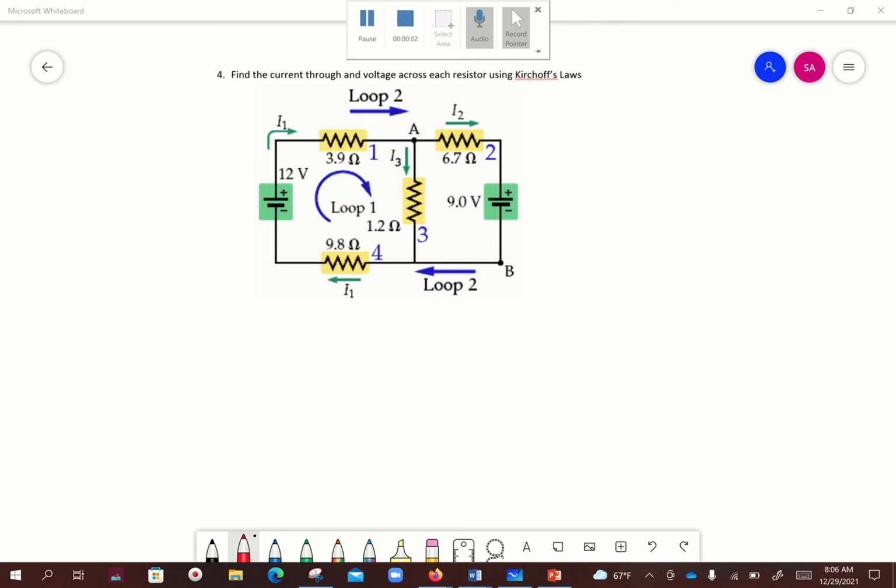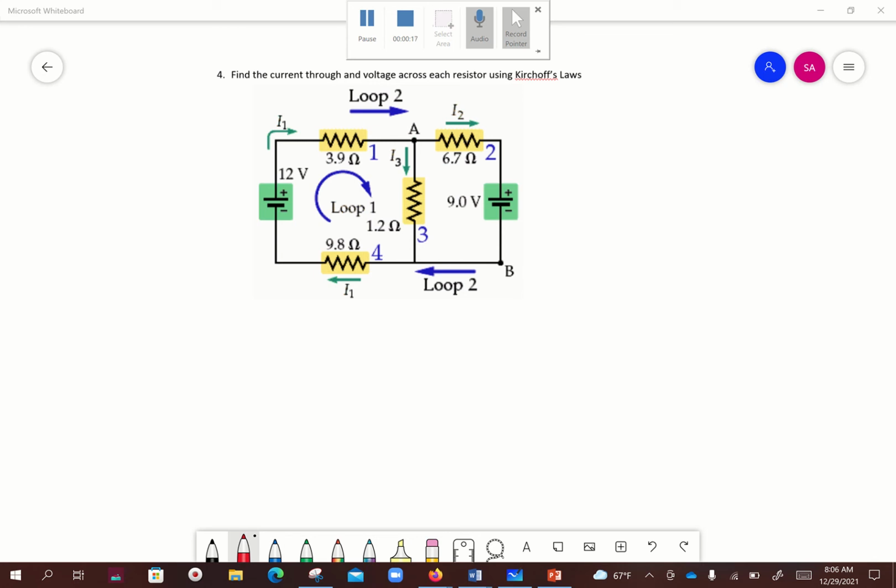Okay, so now let's do a Kirchhoff's laws problem. Kirchhoff's law problems always take a while to do, but it's basic algebra and it's easy to make mistakes because there are so many steps that you have to take. So let's walk through. And this problem's nicely laid out.